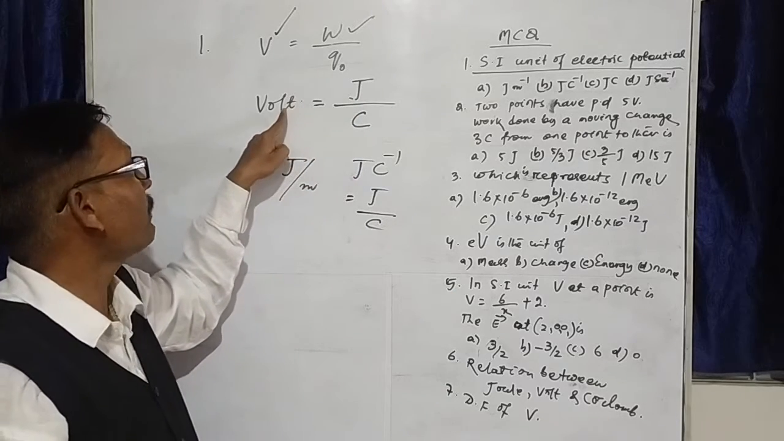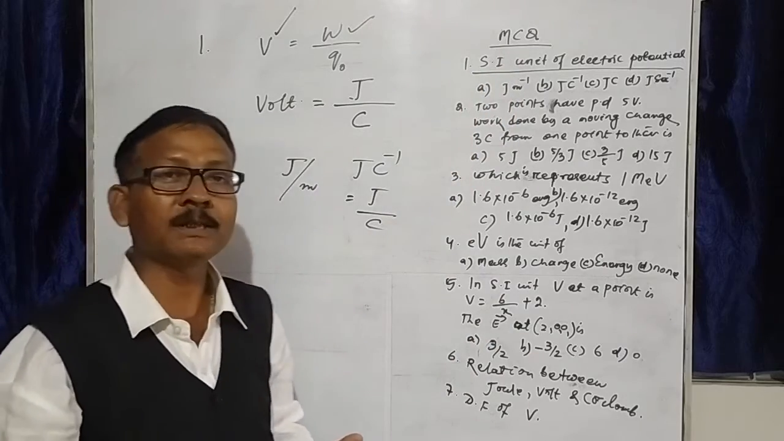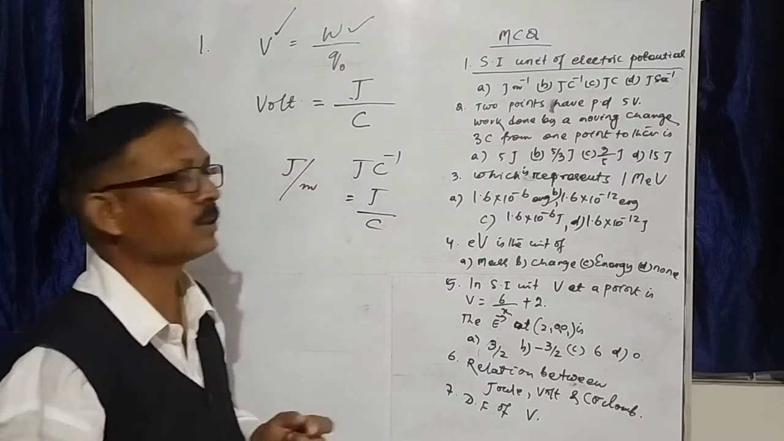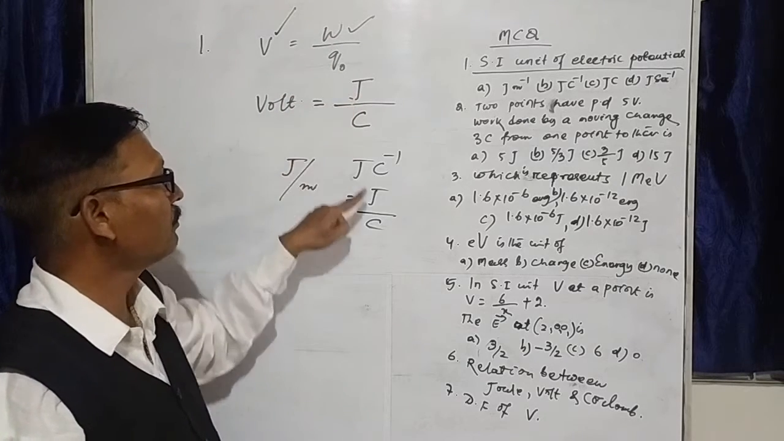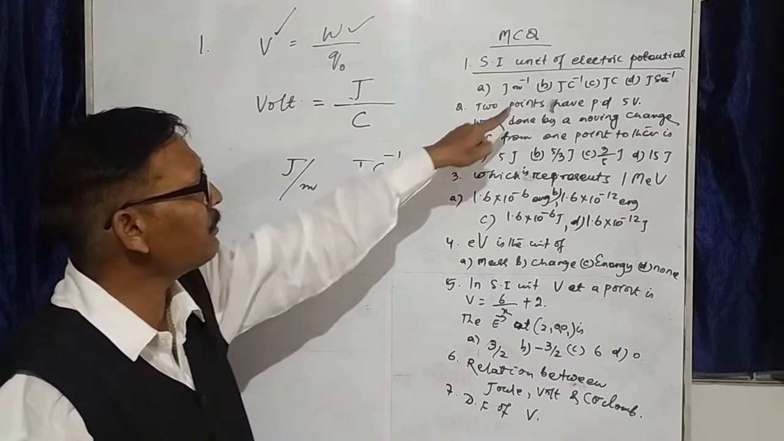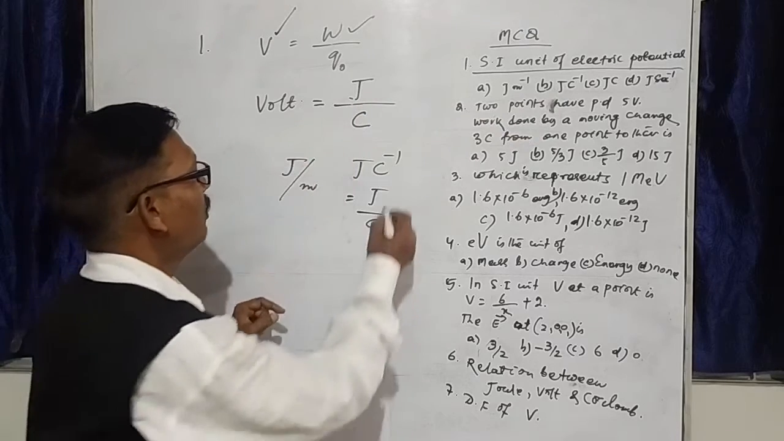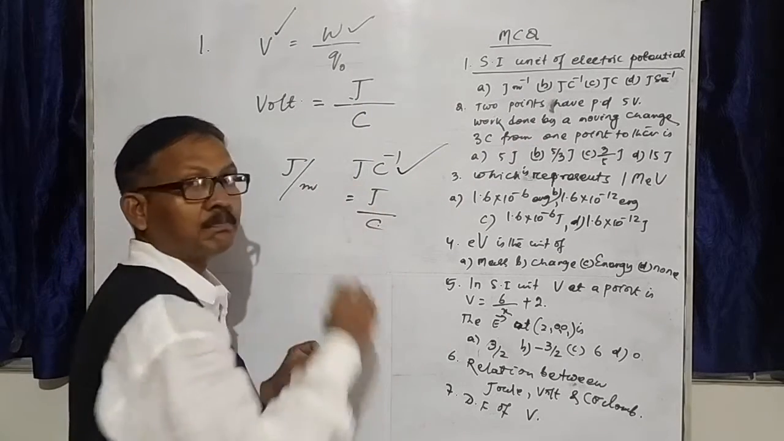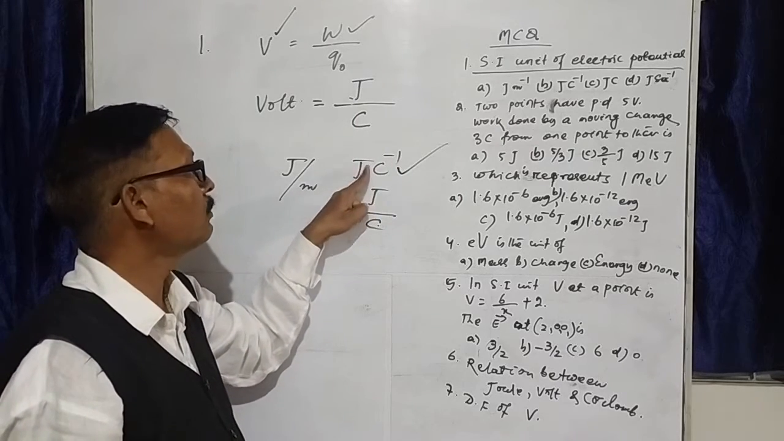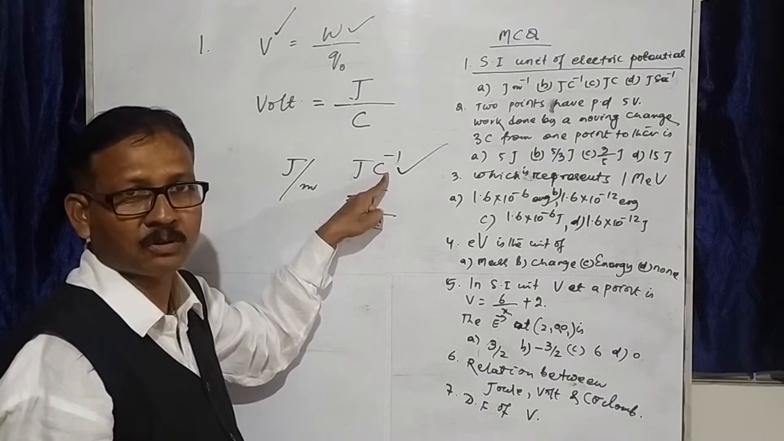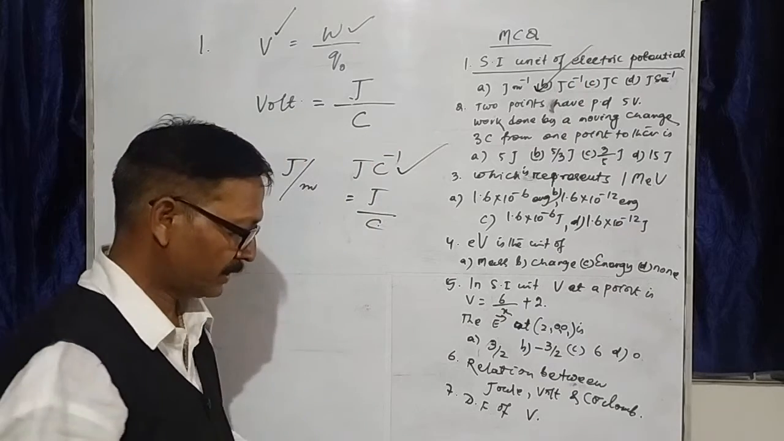So if volt is not given, the alternative is work done per unit charge, joule per coulomb, that is J by C, which is joule C to the power minus 1. So B is the correct answer. Clear? Next question.